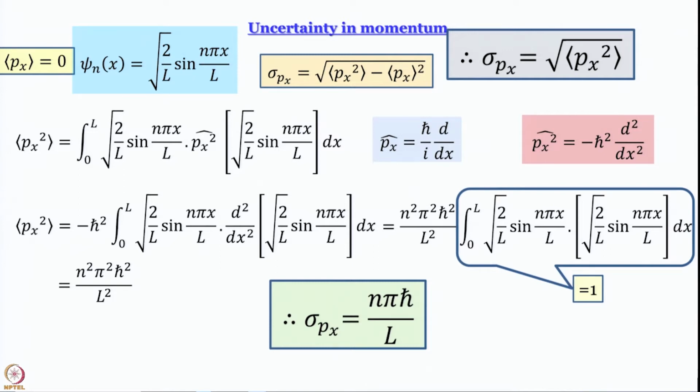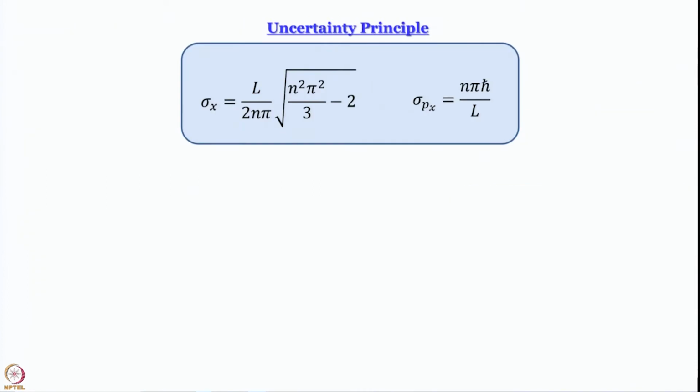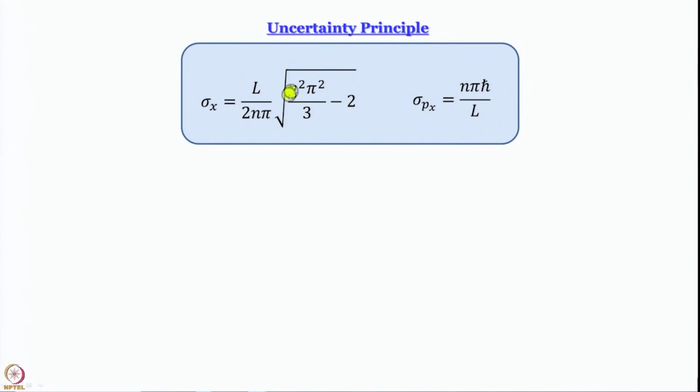So, earlier we have determined the uncertainty in position, now we have determined the uncertainty in momentum. The next task is to multiply them together and see whether the uncertainty principle is satisfied by this system of particle in a box that we are talking about. Sigma x, remember, is L by 2 n pi square root of n square pi square by 3 minus 2. Sigma px is equal to n pi h cross by L.